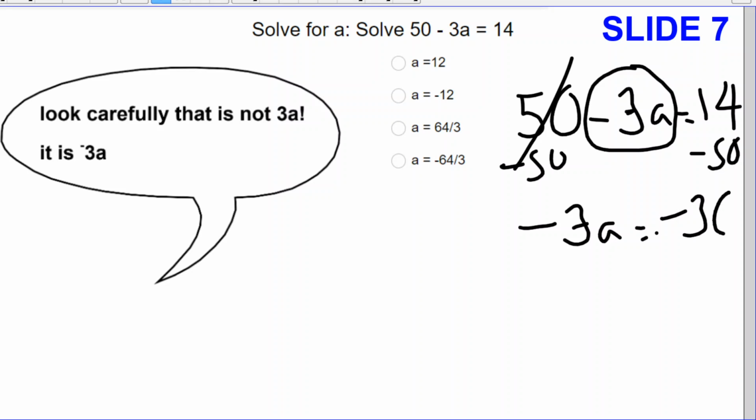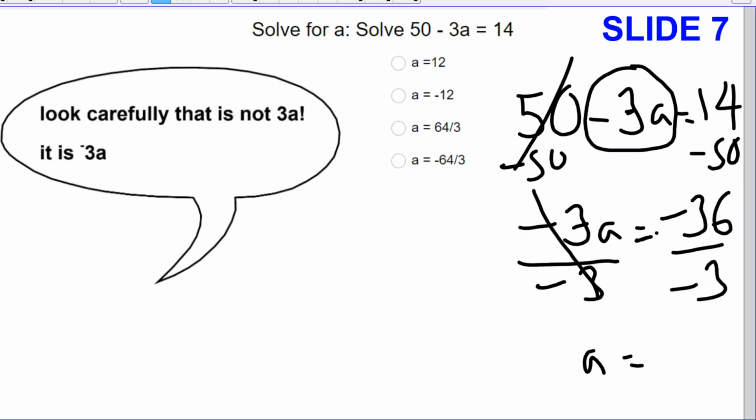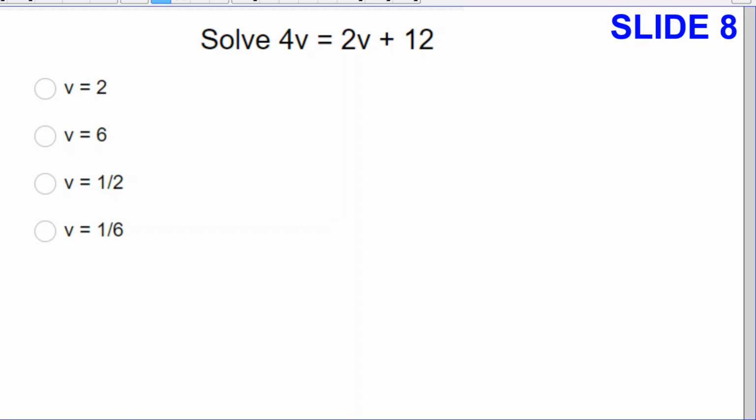You might just want to check on a calculator, that's negative 36. And then instead of timesing by negative 3, you divide by negative 3. And the two negatives make a positive. And 36 divided by 3 is 12. But you should probably be checking on your calculator anyway.